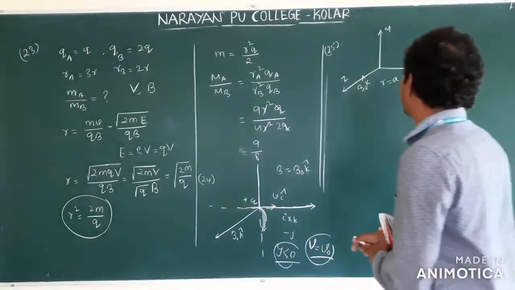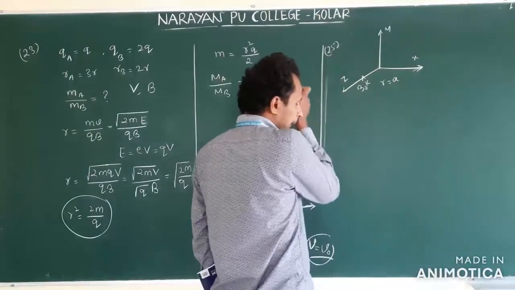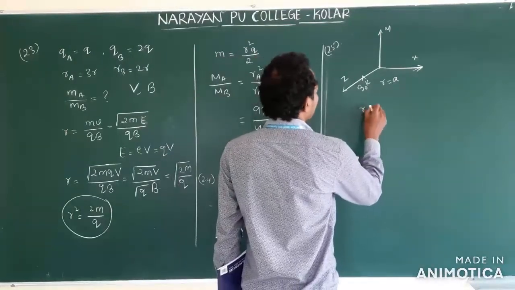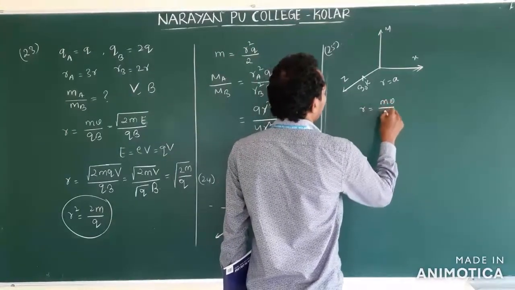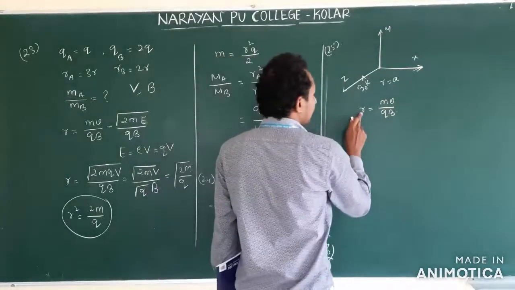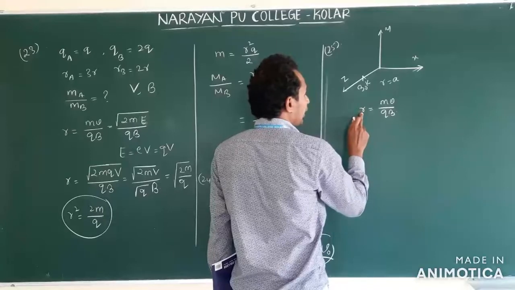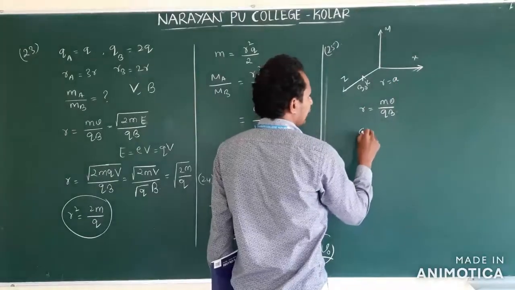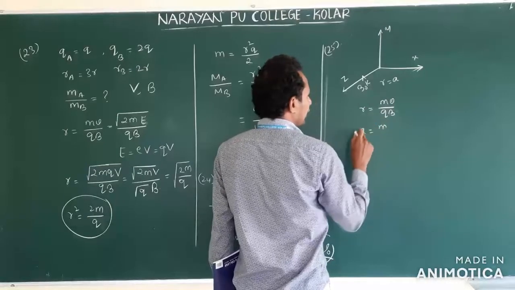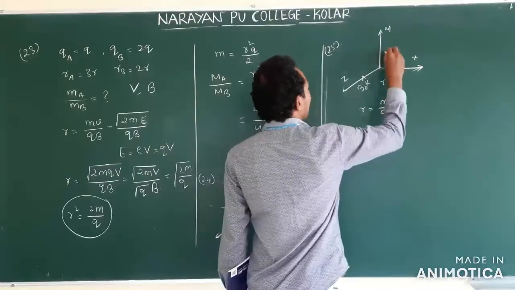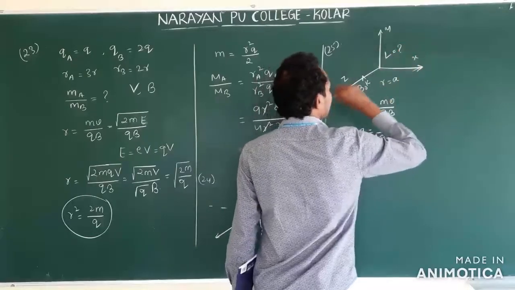Angular momentum about the z-axis. Clear? So what is the radius formula? R is equal to mv by qB. But here the radius, according to the formula, is r, while in the given question the radius is given as a. So instead of r, I am writing a, a equals mv by qB. What are they asking? The angular momentum L they are asking.